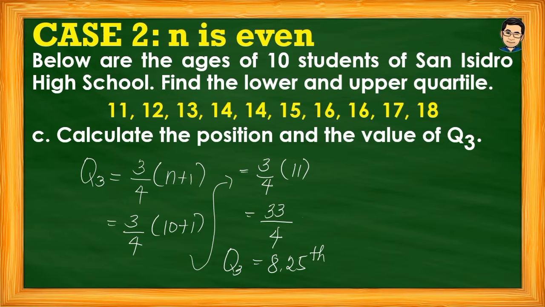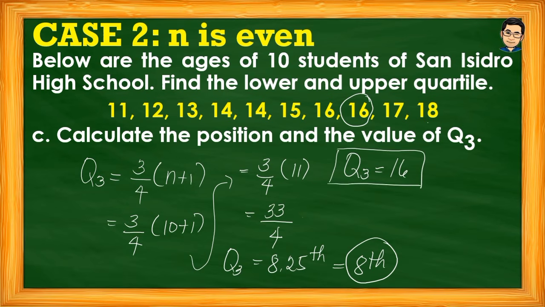As we said, for quartile 3, we have to round down. So, 8.25 will become 8. So, we are looking for the 8th position. This is the position of our quartile 3. When we look for an exact position, the answer is 8.25, so the 8th data. So, start here at 18. This is the 10th, 17 the 9th, and then 16. This is our 8th data. This means the value of Q sub 3, or the upper quartile, is 16.